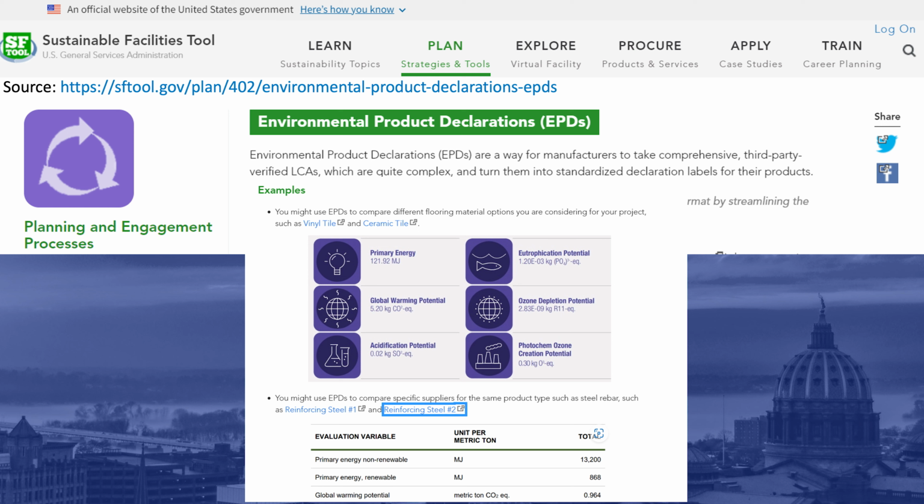A third-party verified, consistent documentation format for LCA results is called an Environmental Product Declaration, or EPD. EPDs are available for many products used in building design and construction, though not for all. There are also industry standards for some products. EPDs make it easier to compare the environmental impacts of the same product across various manufacturers or producers in all the life cycle stages.